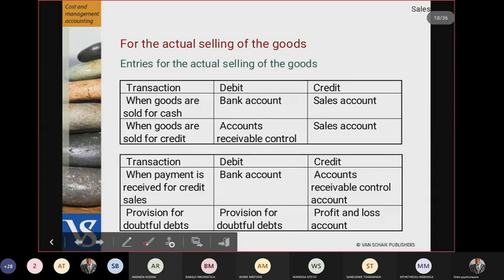If it's cash, debit your bank and credit the sales. If it's on credit, accounts receivable is debited and sales are credited. Then when the payment is received, the bank is debited and accounts receivable is credited. Provision for doubtful debts: you make that provision in your profit and loss account.